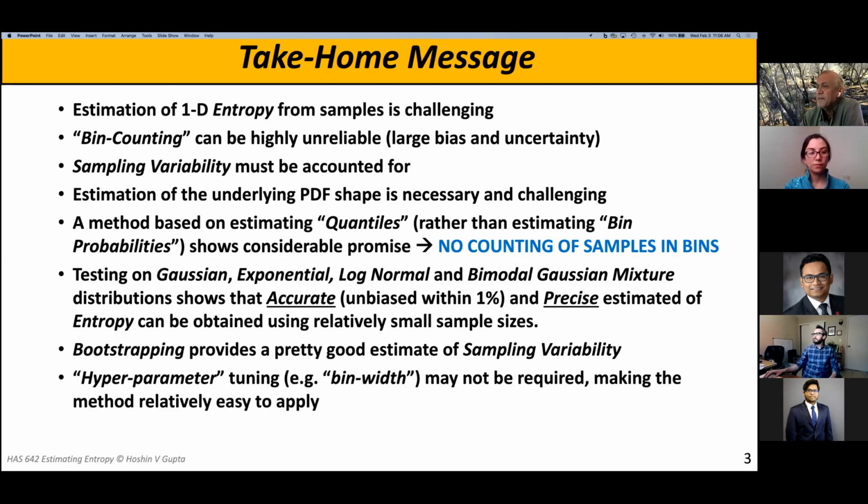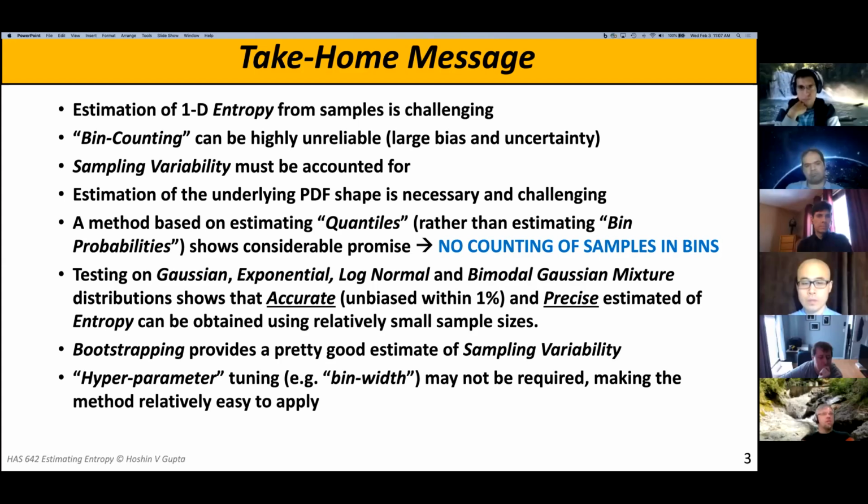And the other main difference between this and bin counting, of course, there are other methods based on kernel density approximations and so on that we haven't tested against. But the main thing is there is no hyperparameter tuning necessary, or may not be required. Okay, and that makes a big difference.